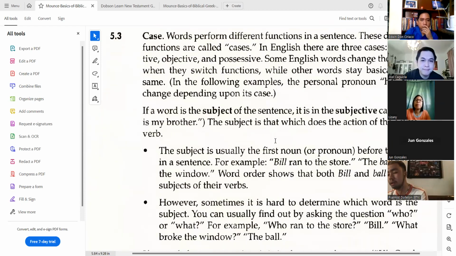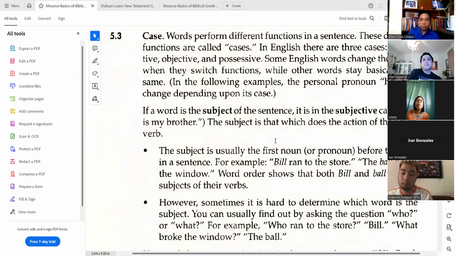Okay. So a subject, if a word is the subject of the sentence, it is in the subjective case. He is my brother. The subject is that which does the action of the active verb. So there is an action. In English grammar, SVDO: subject, verb, direct object. So the verb is done by the subject. The subject is the one who acts on the verb. And then the direct object is the one who receives the activity of the verb.